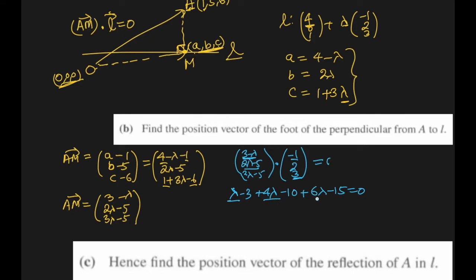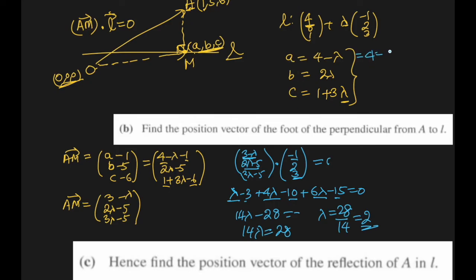Lambda plus 4 lambda plus 9 lambda is 14 lambda, minus 3 minus 10 minus 15 is minus 28. Equal to 0. So 14 lambda equals 28. And that gives us lambda equal to 28 over 14, which is 2. That was our purpose, and now we can find very easily what the coordinates of A, B, C are.